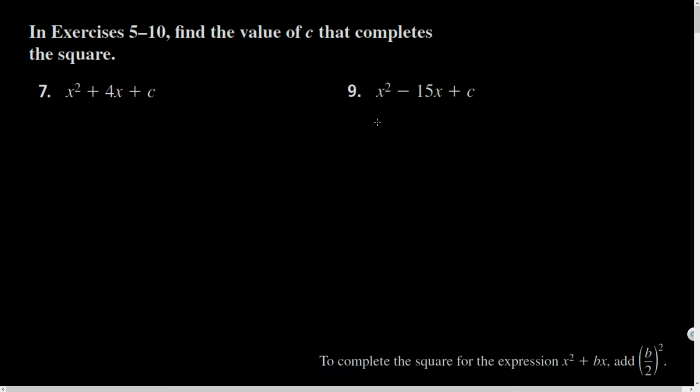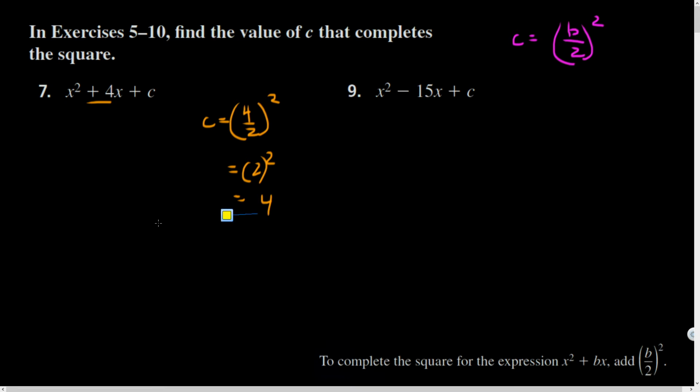Find the value of c that completes the square. We had a little formula that our new c term is equal to b divided by 2, all squared. B is equal to 4, so my new c is going to equal 4 divided by 2, all squared. So I get 2 squared, which is equal to 4. And so my new c term is plain old 4.